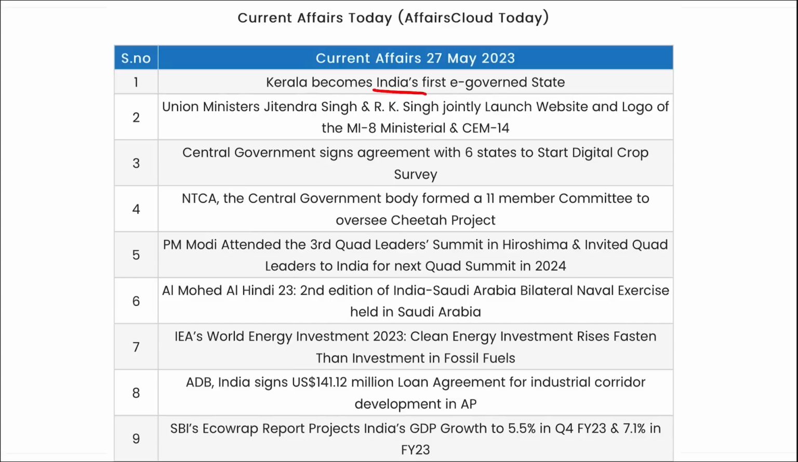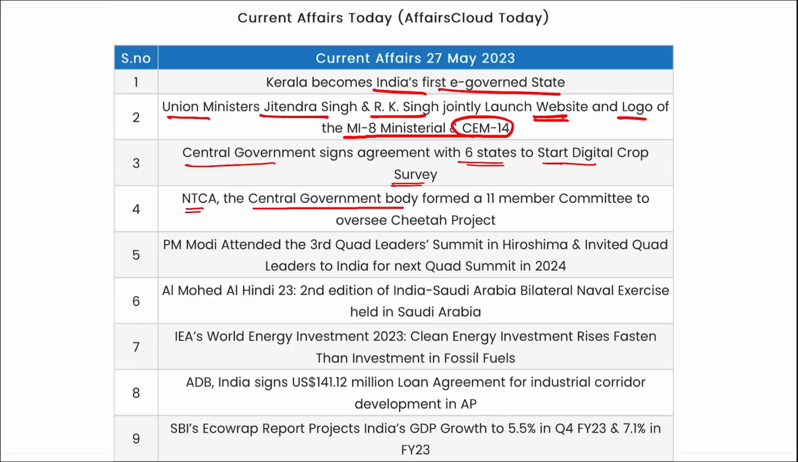Kerala became India's first e-governed state. Union Minister Jitendra Singh and R.K. Singh jointly launched the website and logo of the MI8 Ministerial and CEM14. The central government signed an agreement with 6 states to start a digital crop survey. NTCA, the central government body, formed an 11-member committee to oversee the Cheetah project.